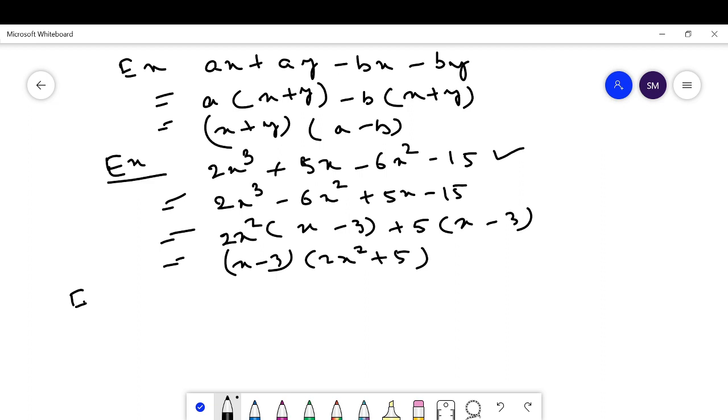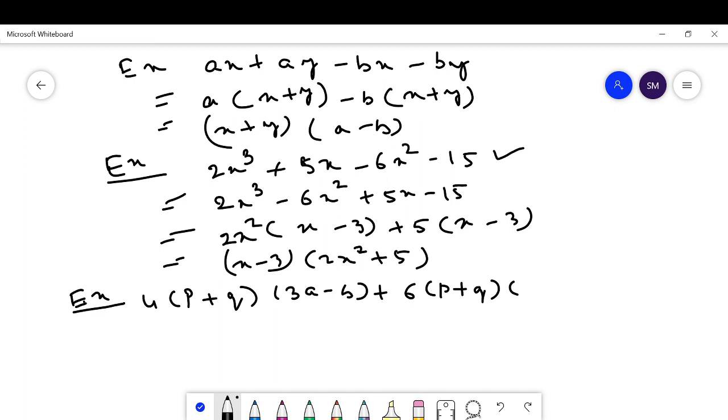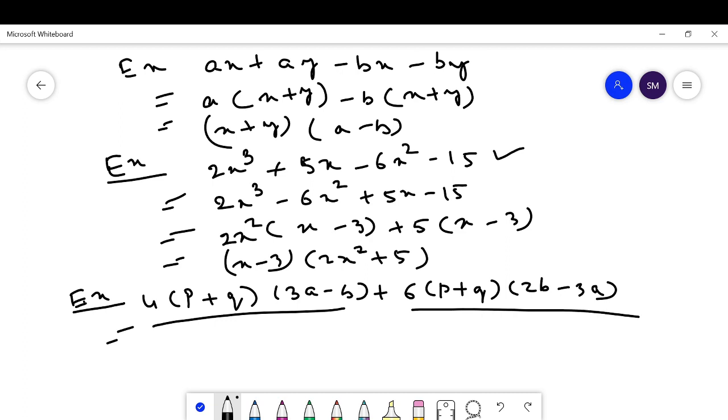Then another example. I have already told you, solve a variety of questions, more and more questions, then you can attempt any questions which will be asked in your exam. Hence I always say, maths needs practice. You should practice more and more questions. Look at here. What is the common term in these two terms? Look at here. Numerical common 2 and p plus q.